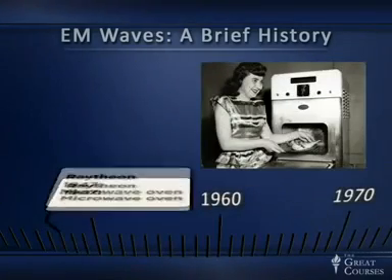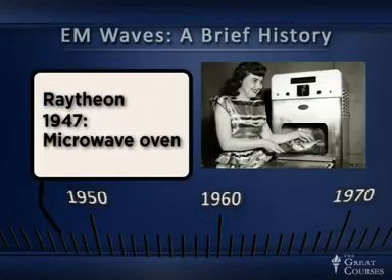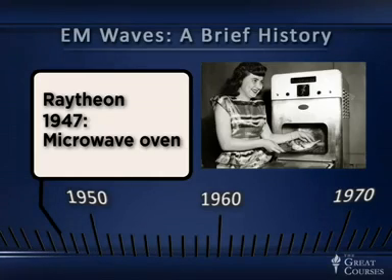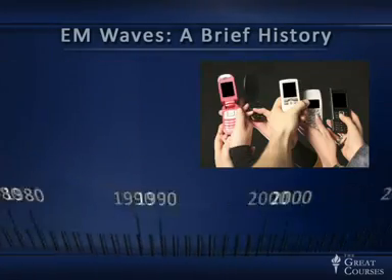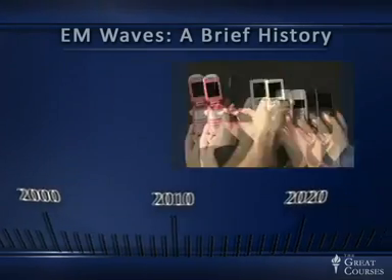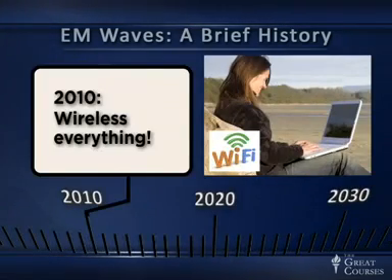In 1947, radar had been invented during World War II, and some radar engineer noticed that his hand got warm when he put it near the radar antenna, and so they invented the microwave oven, which used to be a big clunking thing, just as this ancient radio and TV show. Finally, by 2000, we have cell phones absolutely everywhere. They, of course, work by electromagnetic waves, and in the 2010s and beyond, everything is wireless.